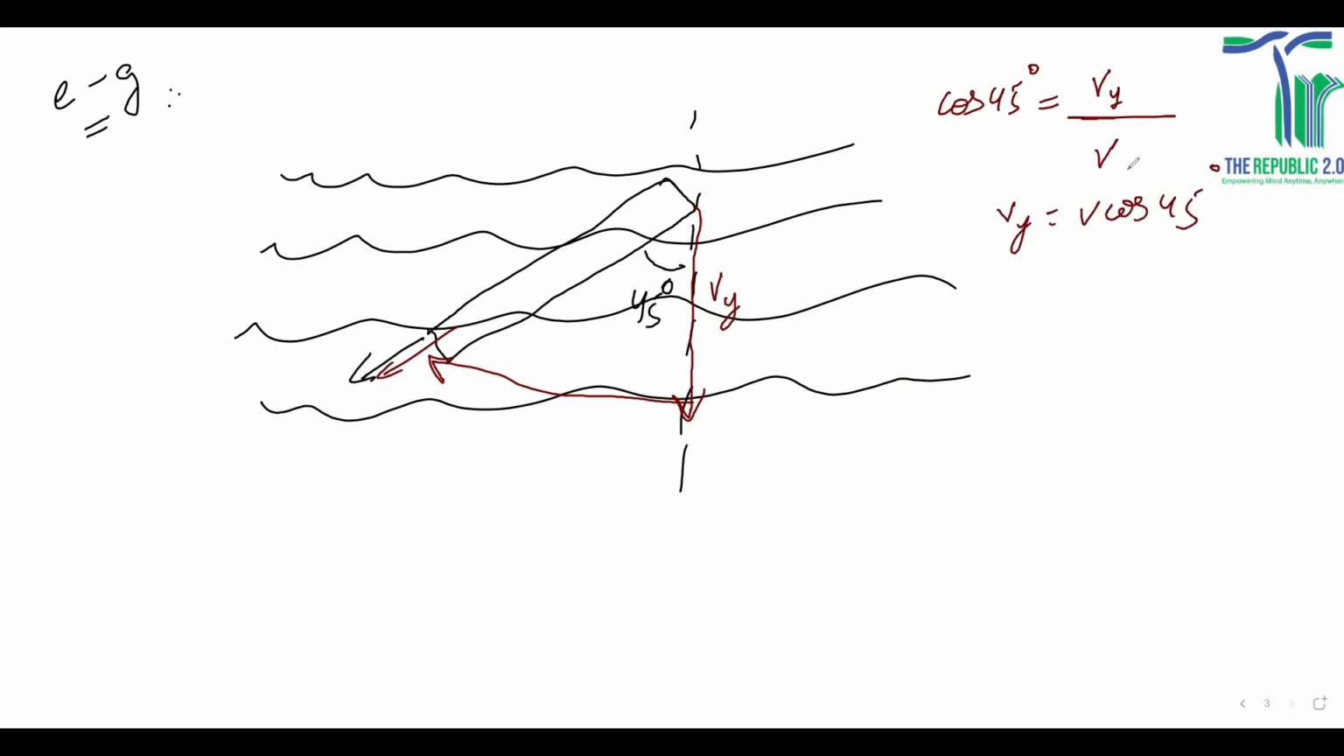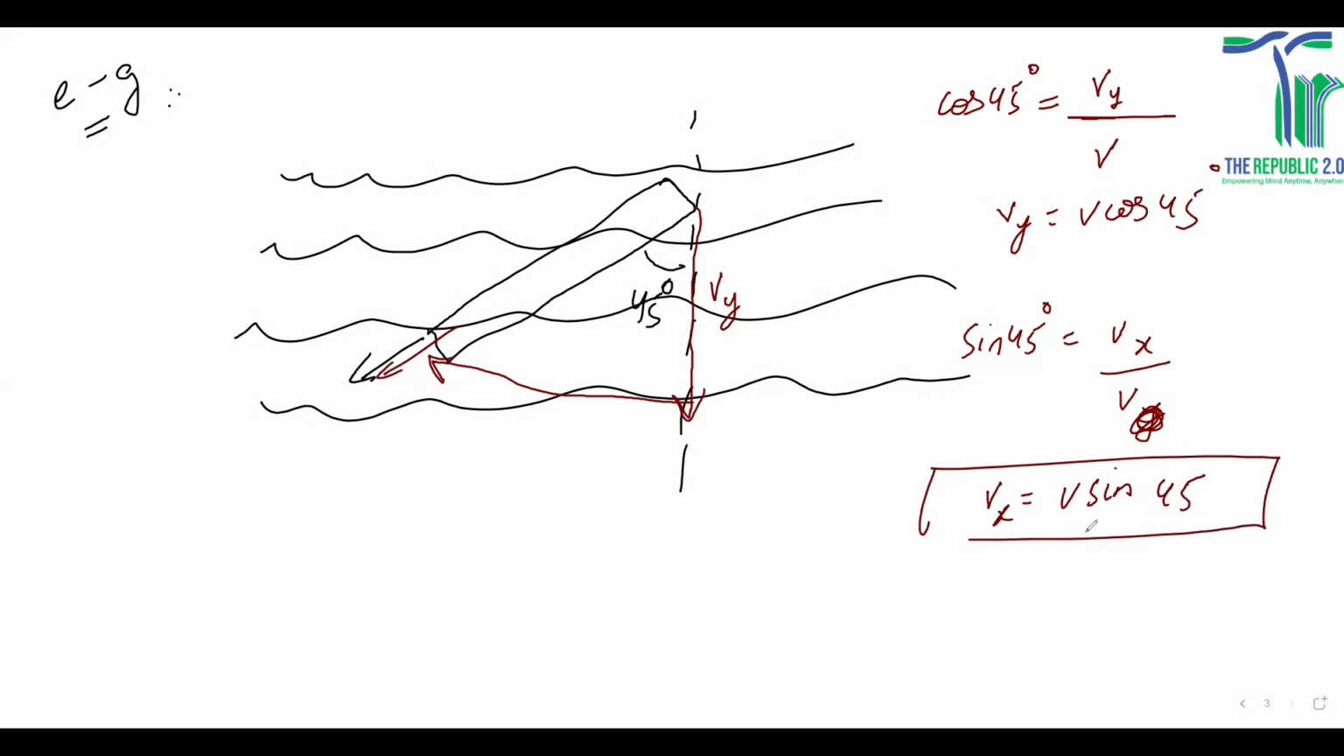Now, for example, if the captain is interested in calculating how much horizontally we're going to move, you can use sine for that. Sine 45 would be equal to Vx upon V. So you can have the horizontal component of the velocity. So Vx is going to be V times sine 45. So that is how we're going to calculate the horizontal component of velocity. And that is how we're going to calculate the vertical component of velocity.